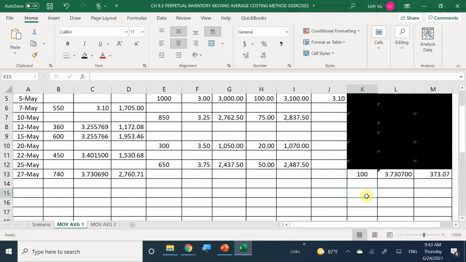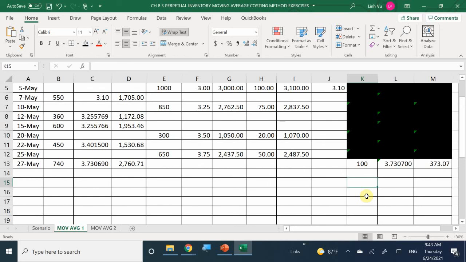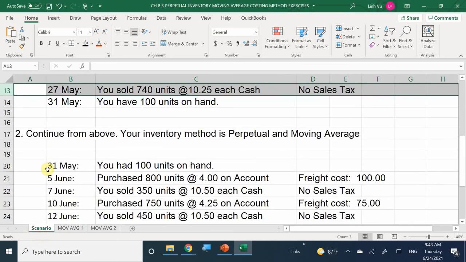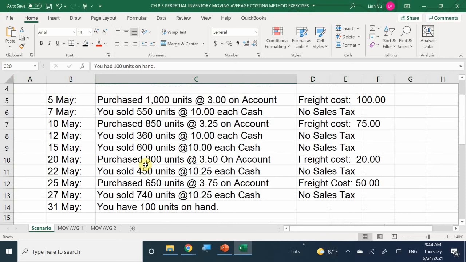So any questions here? No. All right, so let's go ahead and practice scenario number 2, question number 2. So again, this time we have beginning inventory, because we're continuing on from the inventory question from above. And of course we need to make sure that our inventory method is perpetual and it is moving average. So in this case, we want to keep going.